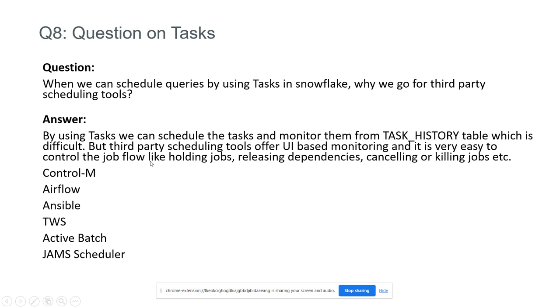If you are working in a support project or in a monitoring project, you should be aware of all these things, right? Based on the requirements, sometimes we need to hold some of the jobs, release some dependencies, cancel or kill the jobs. All these things we cannot do by using tasks. That's why we go for third-party scheduling tools for better monitoring and for controlling the job flow very easily. These are some famous scheduling tools used in the market like Control-M, Airflow, Ansible, TWS, ActiveBatch, Jam Scheduler.